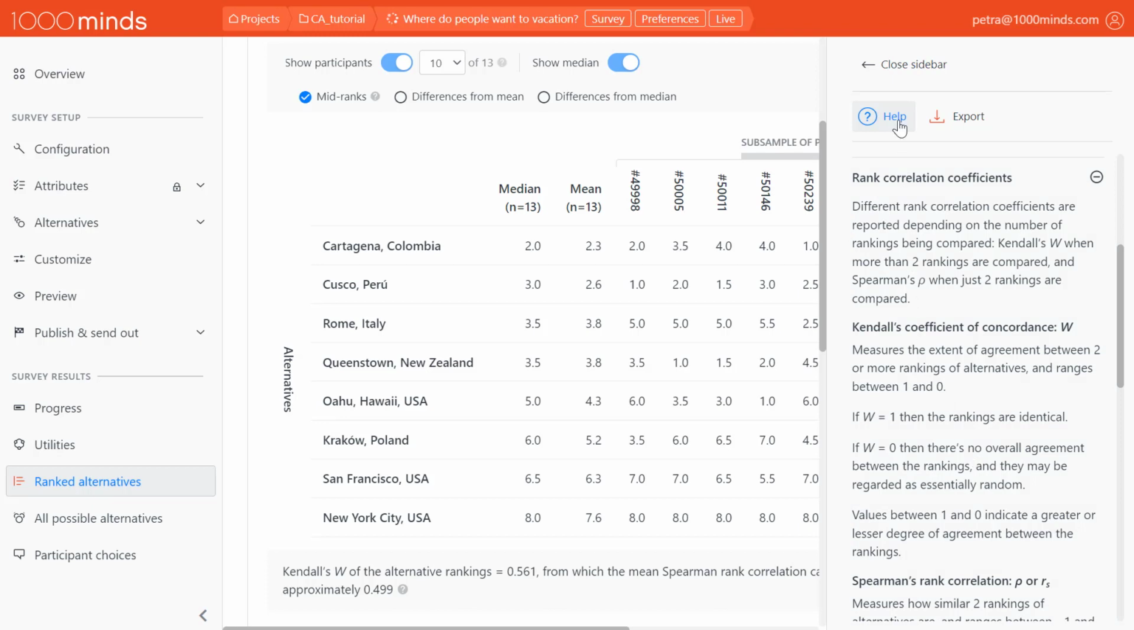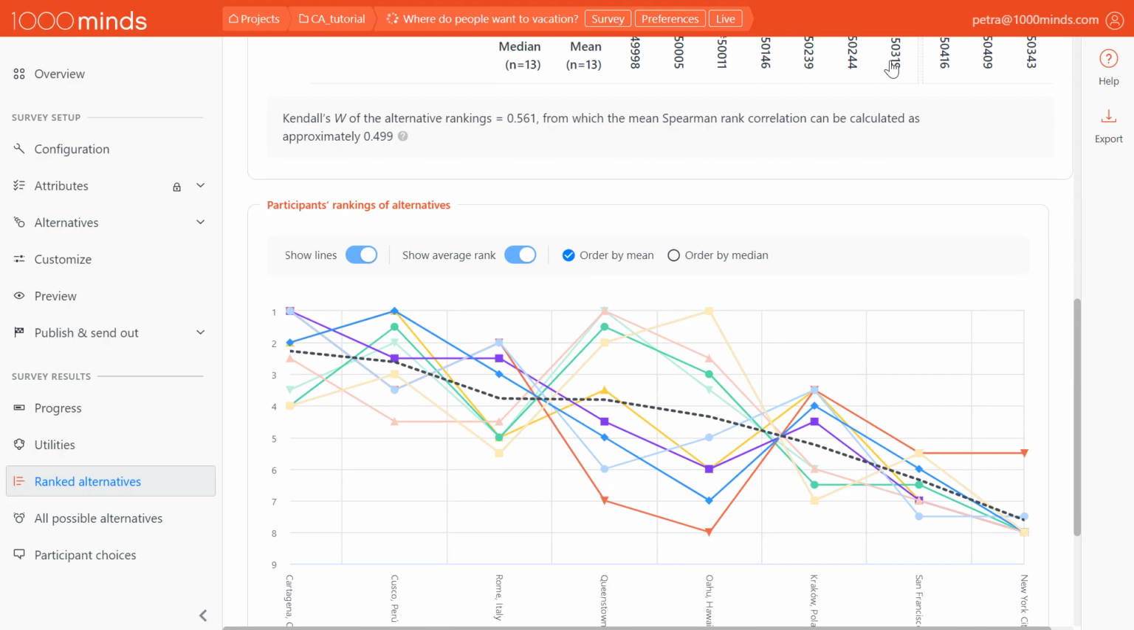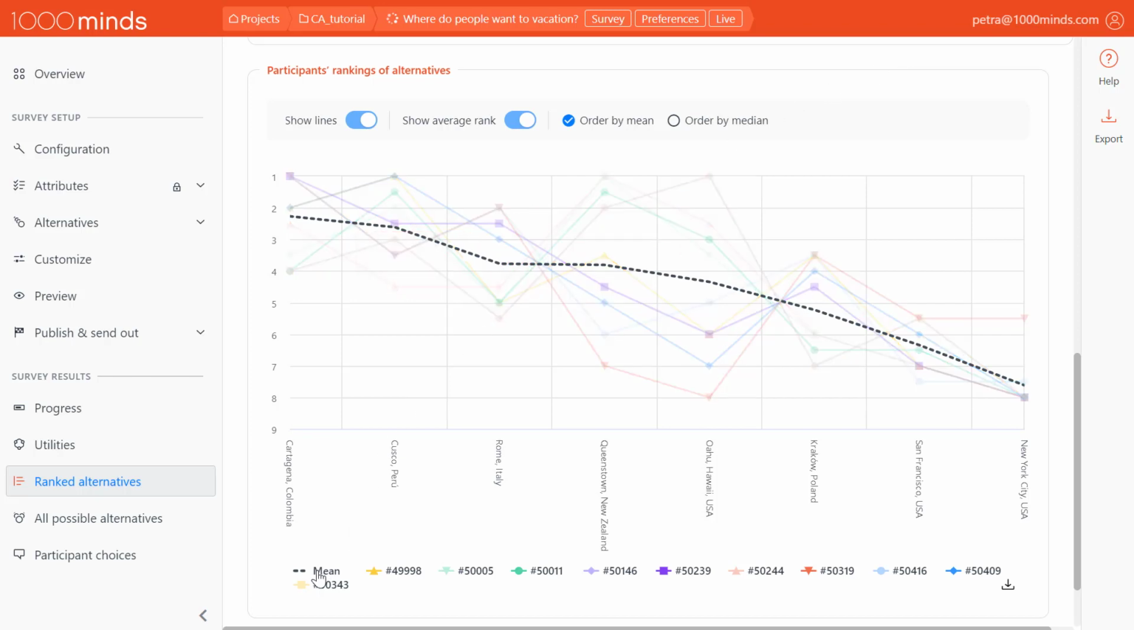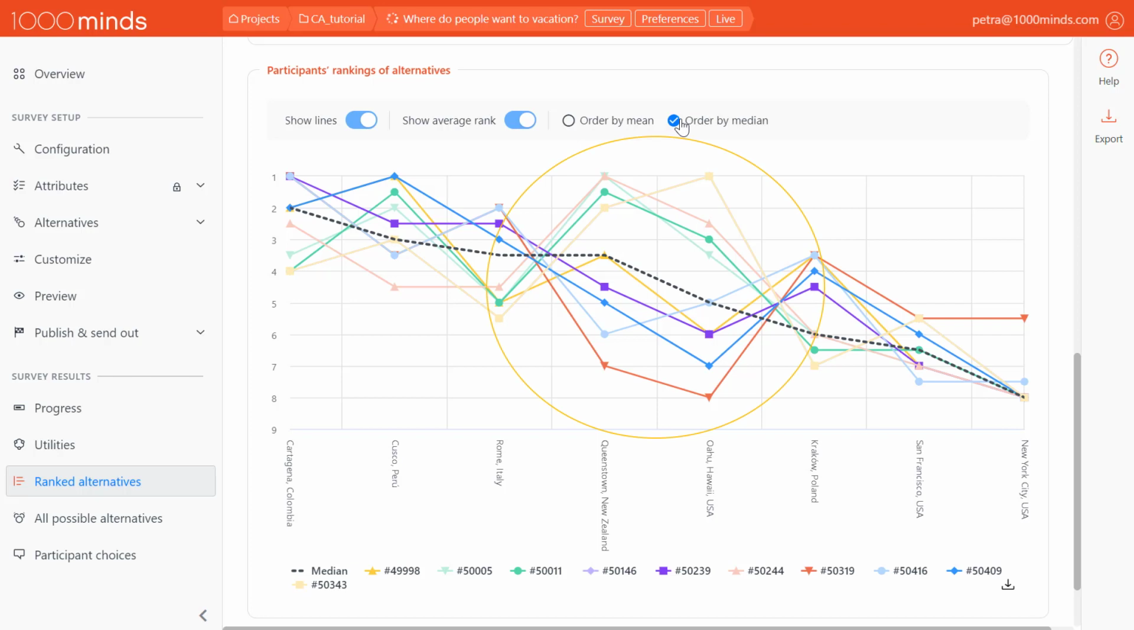To visualize our alternative rankings and their variation between participants, we can look at the chart below. Here we see each participant's ranking of vacation destinations, as well as the mean of all rankings, which is this dashed line here. Or instead of the mean, we can show the line of median rankings instead. In this example, we see a general downward trend for all participants, except for the two alternatives in the middle, which seem to be ranked significantly higher by about half the participants and significantly lower by the other half.